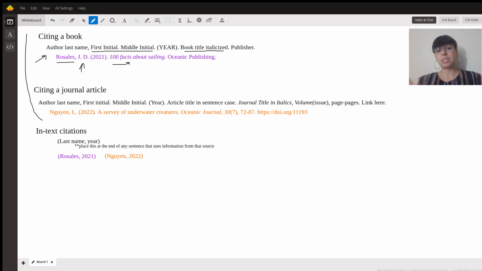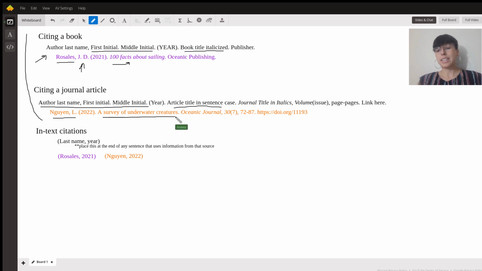So I always recommend students look at this format and imitate the same format as they start to cite a book, or next we'll see citing a journal article. It's the same idea. We have author's last name, first initial, and middle initial. And here we'll notice that there is no middle initial, so we omitted that. We have the year. In this case, we have the article title.